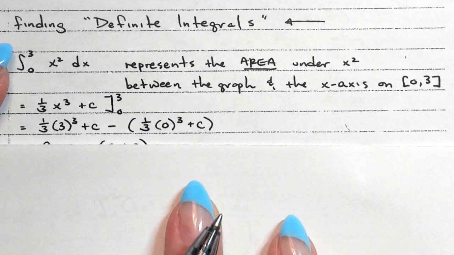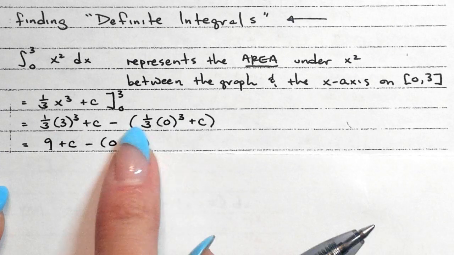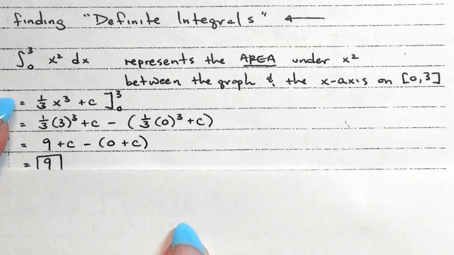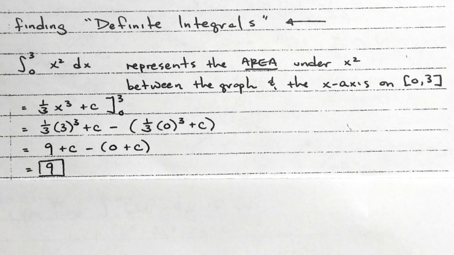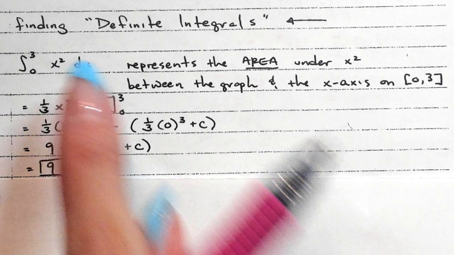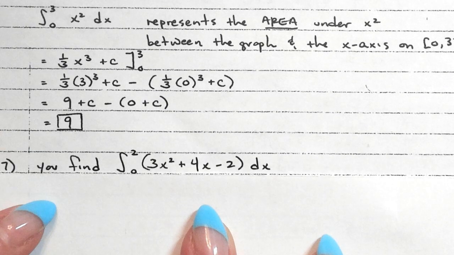So then you just keep working on the numbers. So this gives you 9. This gives you 0. 9 minus nothing, so just 9. So the area, if you put this into a calculator, between 0 and 3 of x squared is 9. Okay, so we're going to try it together.